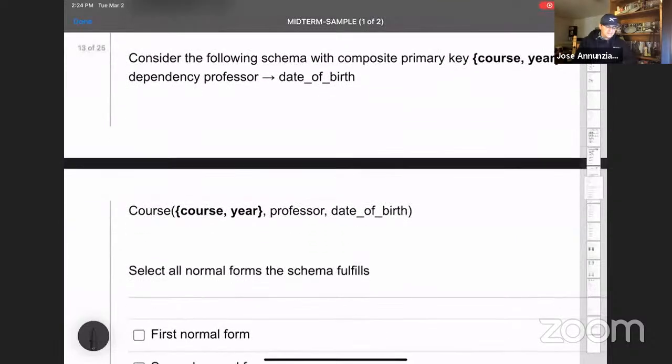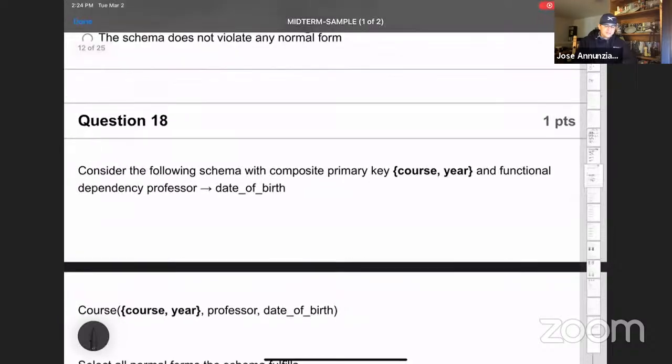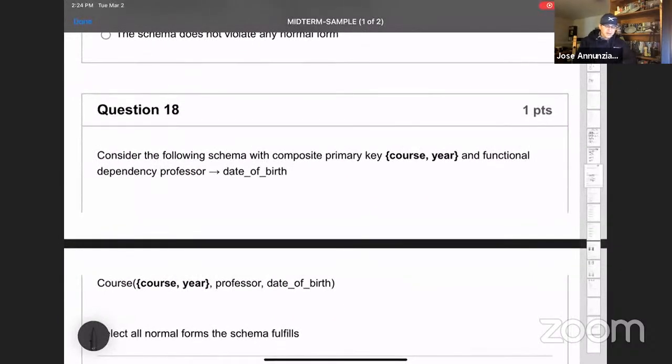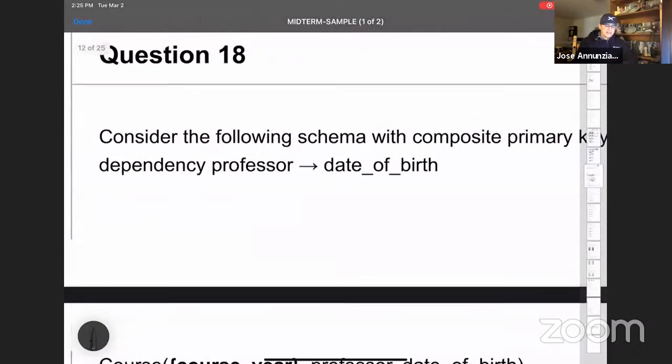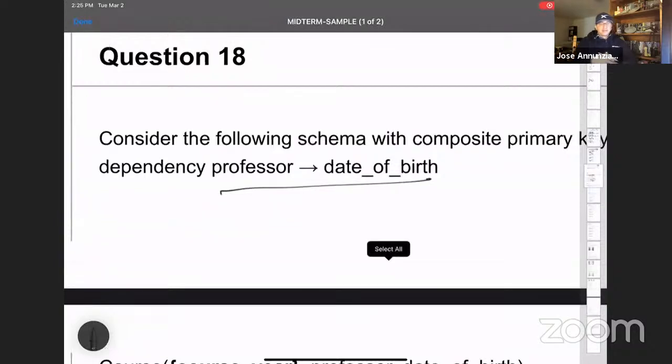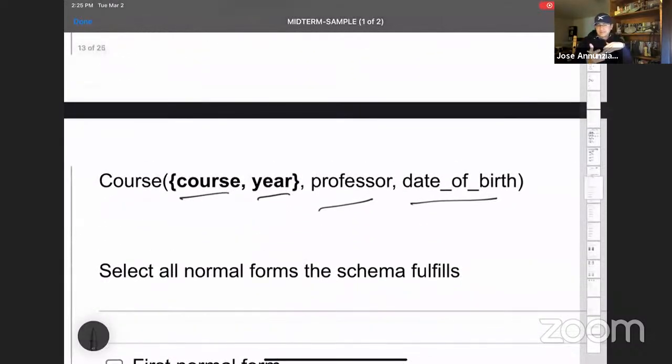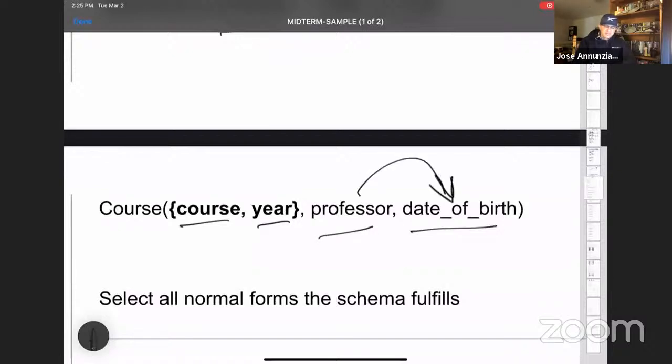Okay, so let's see, what else do we have here? This one was giving us another table. We have course, and again it's a composite key. We have the professor, we have the date of birth. I think this example is also taken almost verbatim from the slides. We're saying that there's a dependency between the professor and the date of birth, meaning the professor can only have one date of birth. If you know the professor, then it fully identifies what the date of birth is. It cannot be anything other than their particular date of birth. So if you know the professor, you know the date of birth, meaning there's a dependency between these two. And we said that that's a no-no.